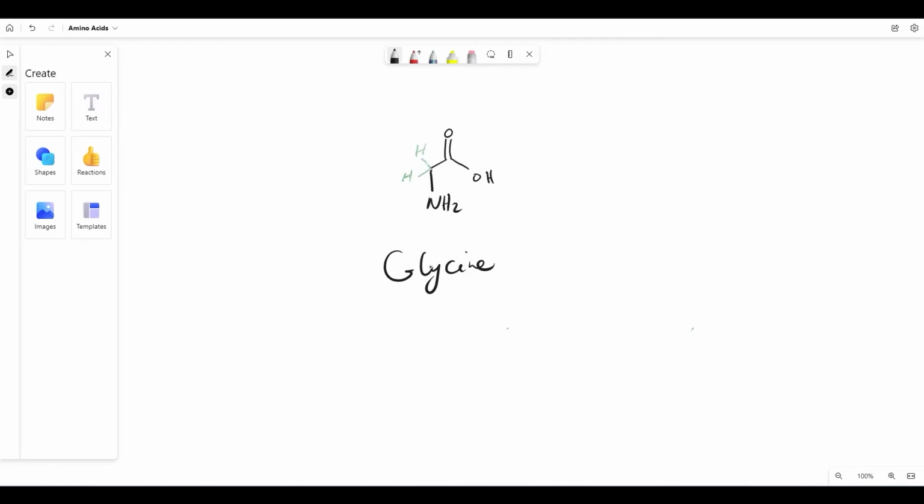And all the amino acids that we're going to draw from now on are going to have this common structure right here. That means the area that we got connecting the carboxyl group and NH2.